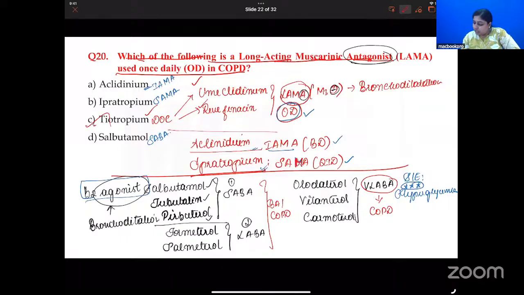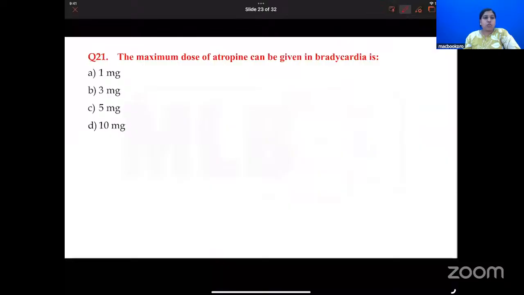Tremors, palpitation, tachycardia. See, the classical side effect which you have to definitely remember is hyperglycemia. When hyperglycemia is given in the option, you have to definitely choose hyperglycemia. Next, we will go to the next question.